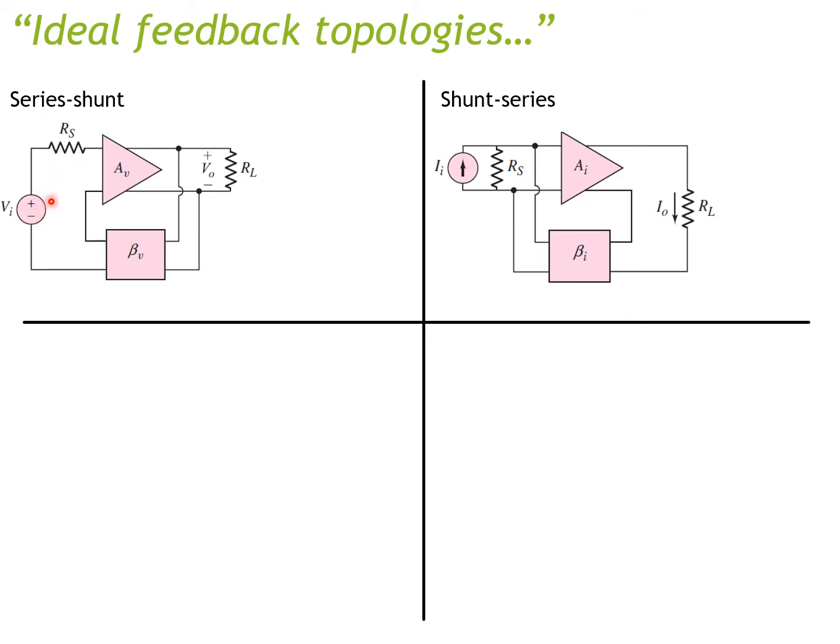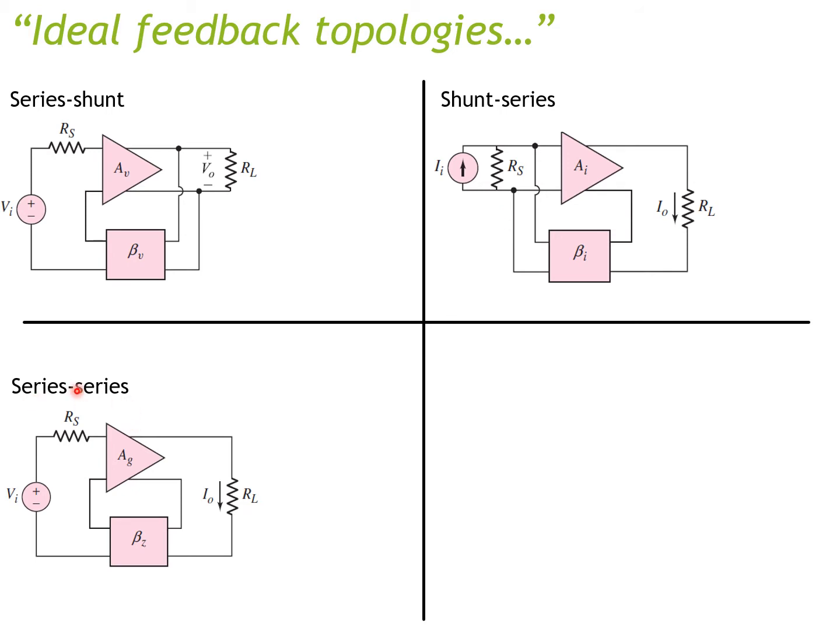For series shunt, the easy way is this. The series input gives you a voltage input, the shunt output gives you a voltage output. Therefore, the series shunt configuration would amplify from voltage to voltage. The shunt input would give you a current input, then the series output would give you a current output. Therefore, this would be some kind of current amplifier.